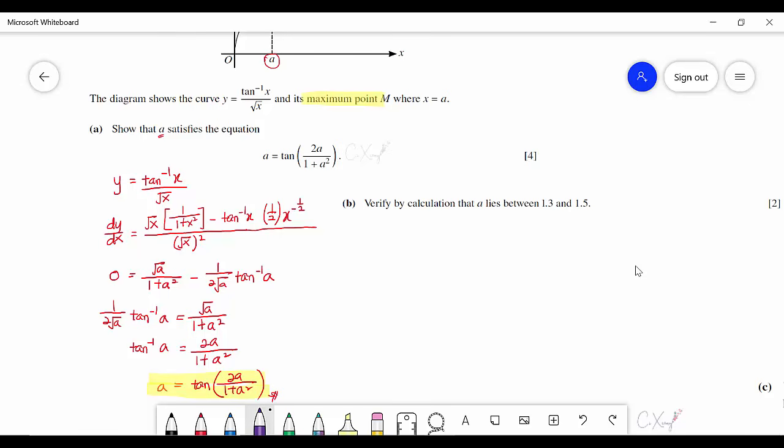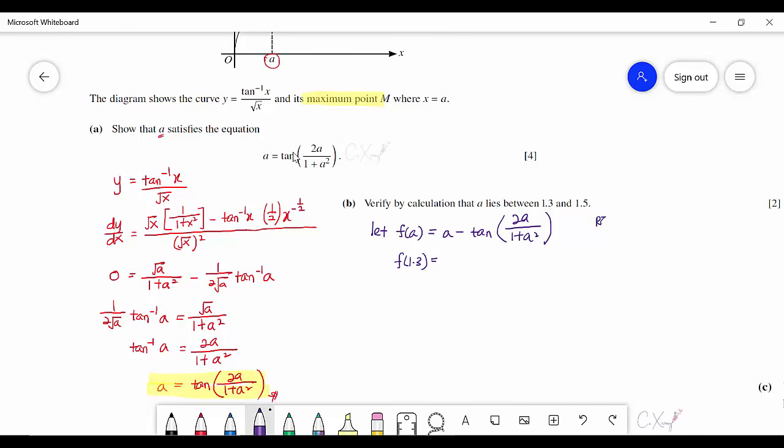To complete the sign change method, first of all, you have to look at the equation that they provided just now. You make it into an expression or a function. So maybe I'll write f(a) equals a minus tan(2a) divided by 1 plus a squared. So this is my f(a). Therefore, to get the sign change value, I will need to put 1.3 into this function.